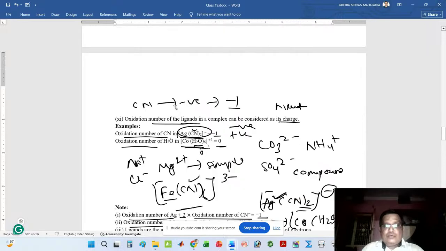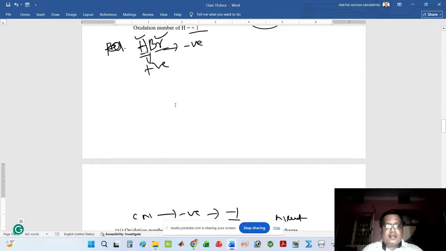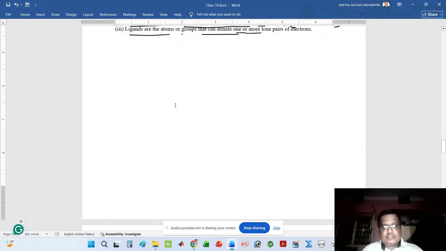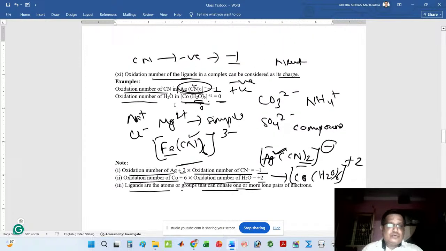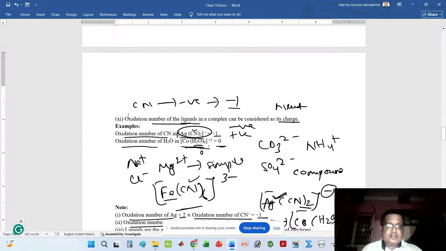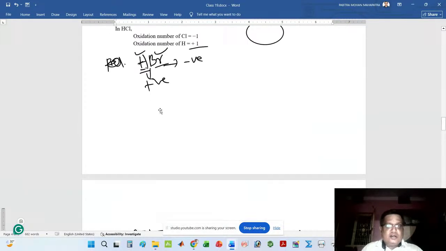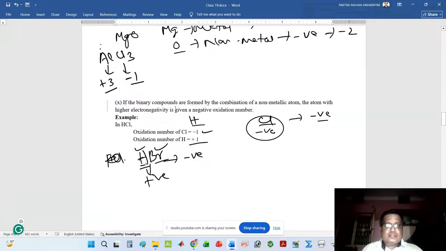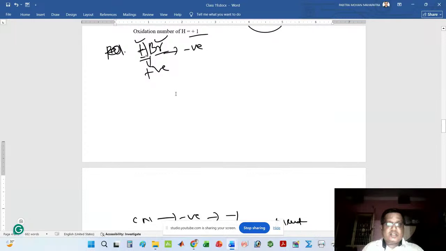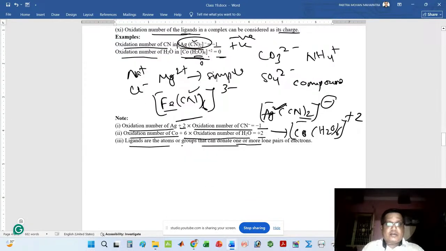This is all the rules. These are the rules for the determination of oxidation number. A few rules are difficult to understand, like the last rule. For this chapter you just remember it, but in the upcoming chapter you will understand what a ligand is and what a complex radical is.